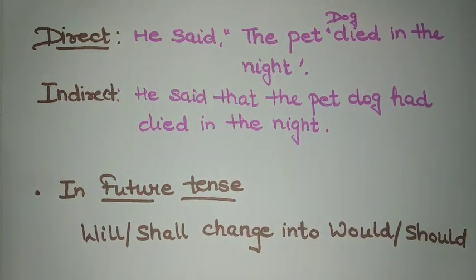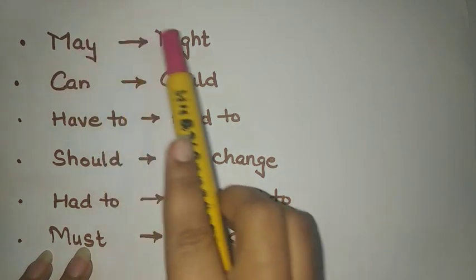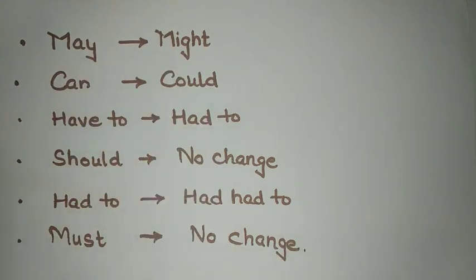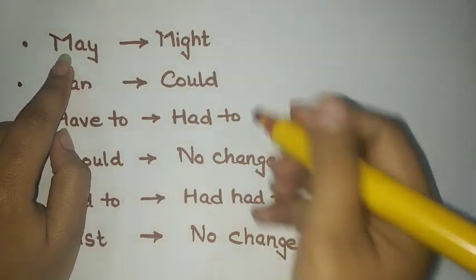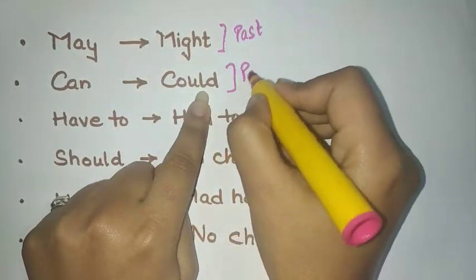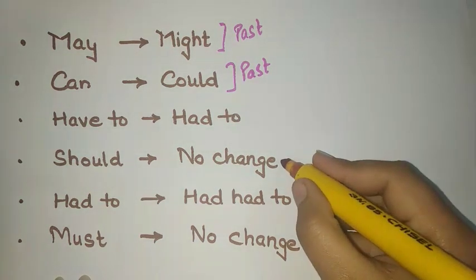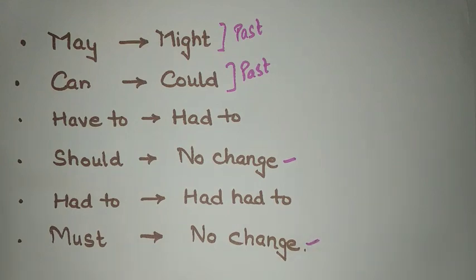Future tense is very easy to understand. Will and shall will get changed into would and should. Other than this, we can change may into might, and can into could. Actually, might is the past form of may, and similarly, could is the past form of can. Have to will get changed into had to. There will be no change in case of should and must. And had to will remain had to.